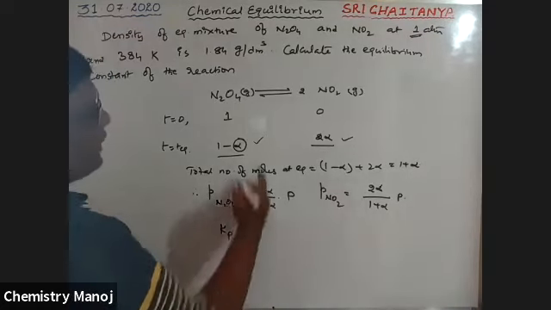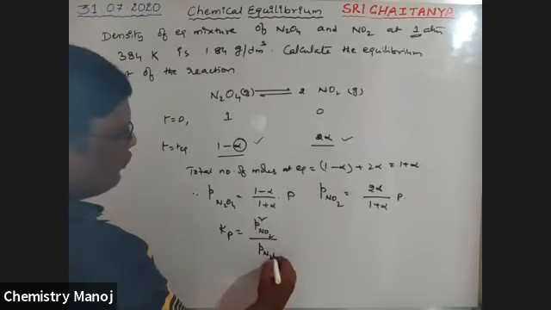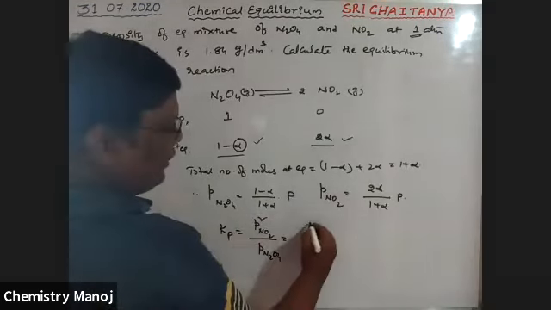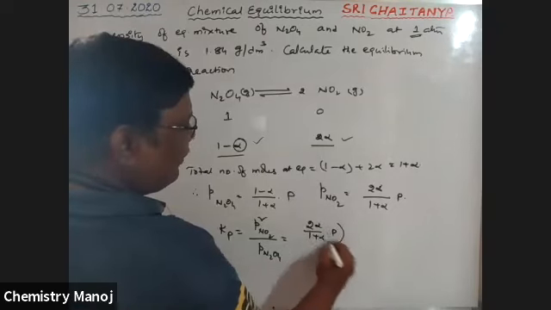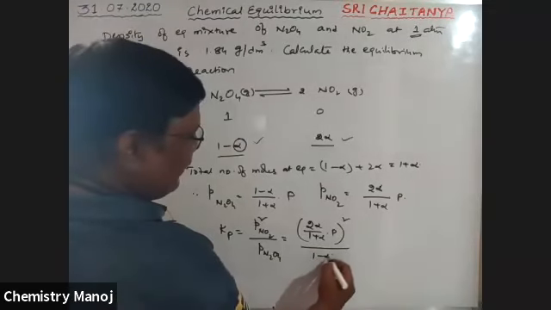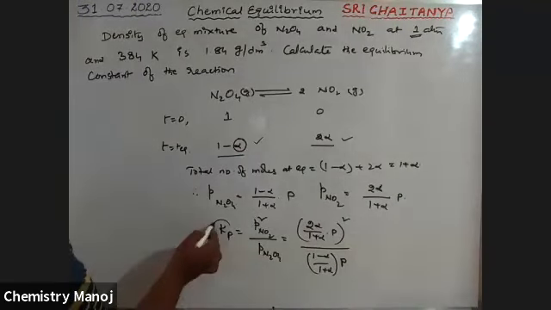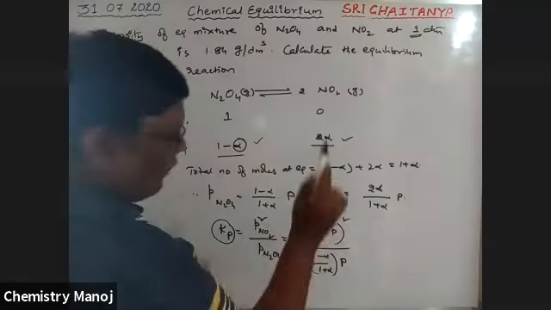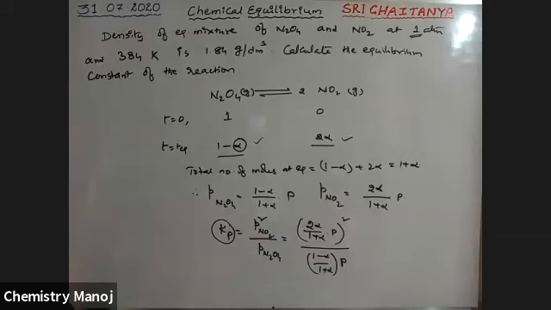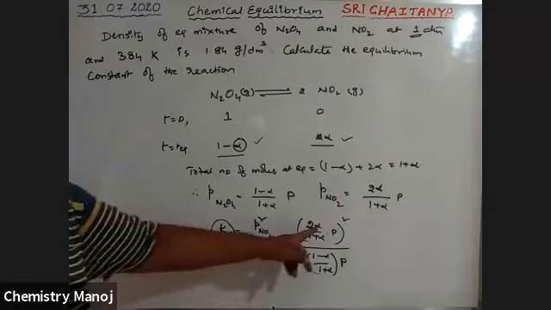Now, Kp for this reaction is the partial pressure of NO2 whole square by the partial pressure of N2O4, which is 2 alpha by 1 plus alpha into P, whole square, by 1 minus alpha by 1 plus alpha into P. If you want to find out this Kp value, there is a requirement of the alpha value.